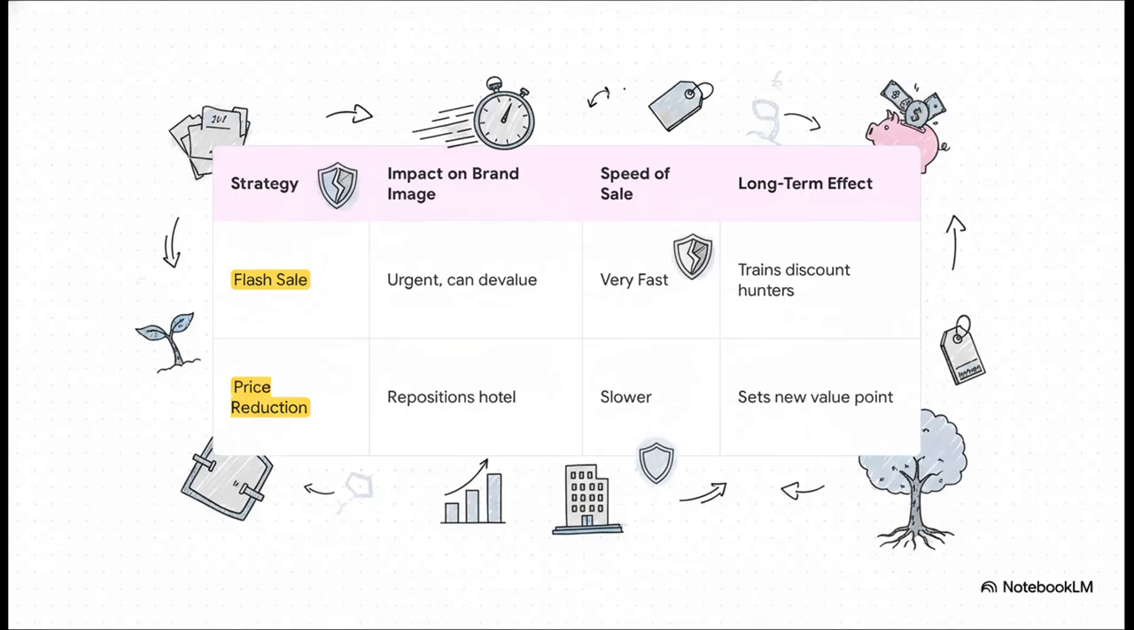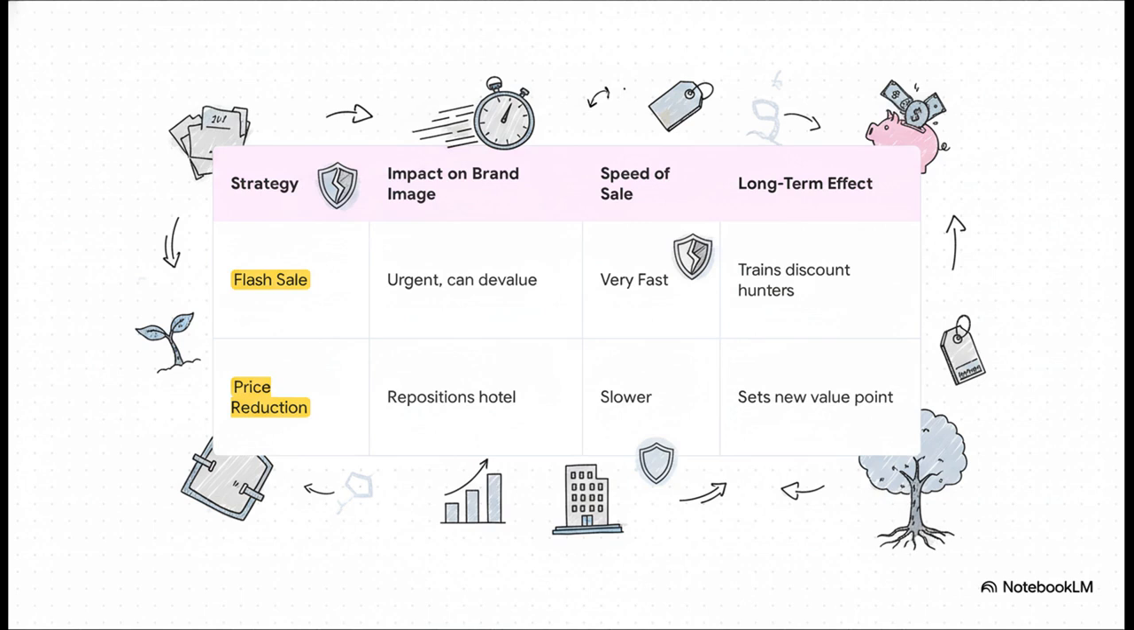This table lays out the trade-offs beautifully. Let's really dig in here. Option 1, the flash sale. What's the upside? It is very fast. You get cash in the door tonight. But look at that long-term effect. You risk training your customers to only buy when you're on sale, which cheapens your brand over time.